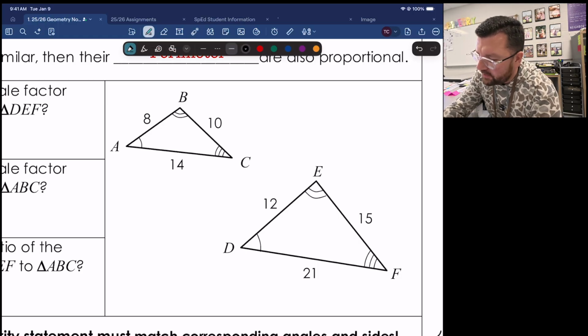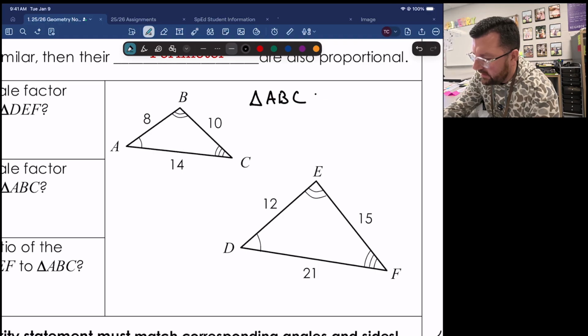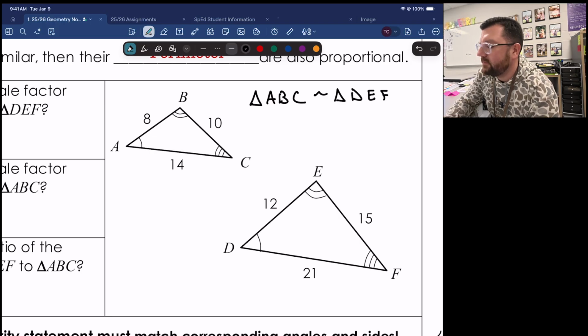Okay, so I can actually write this similarity statement. We're not quite there yet, but I'm going to go ahead and say it. Triangle ABC is similar to triangle DEF. Okay, I'm going to write it there. We haven't talked about similarity, the symbol yet or any of that, but I'm going to write it there.